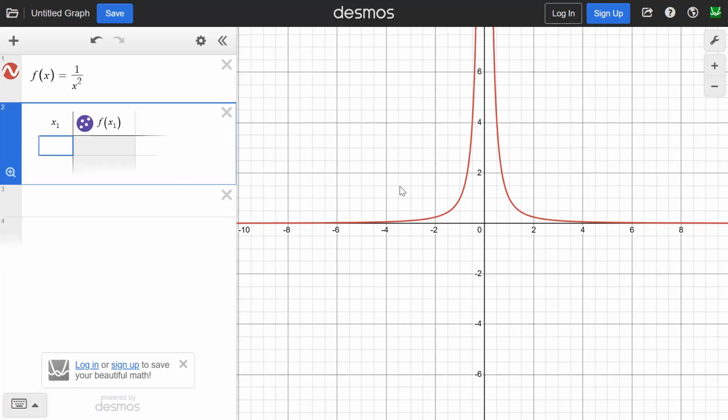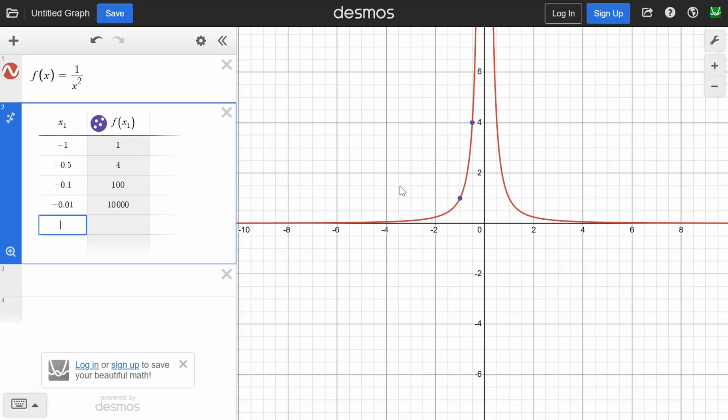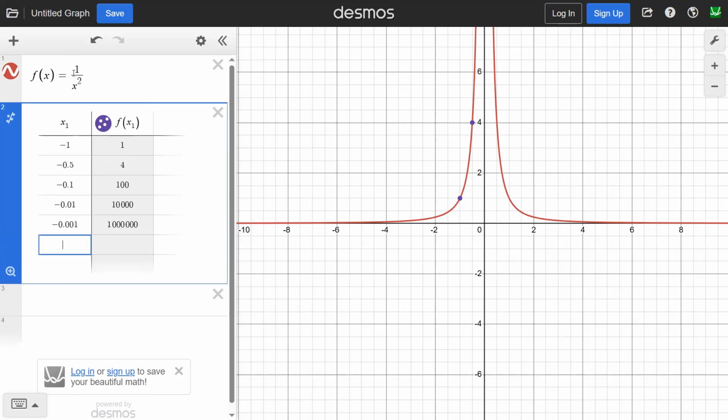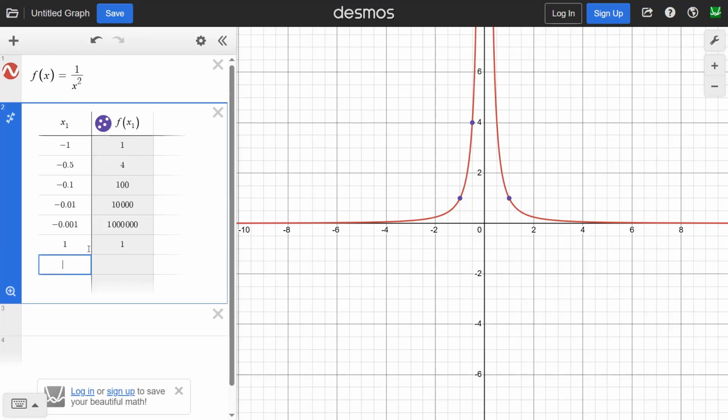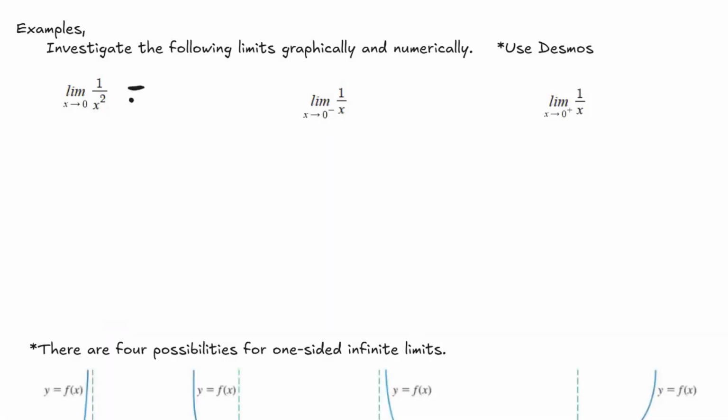So if we start on the negative side and approach 0 from the left, you can see that as I make the x values smaller and smaller, the y values get larger and larger. And this makes sense. 1 divided by a smaller and smaller negative number squared is going to result in a larger and larger positive number. Now, if I let x approach 0 from the right, same thing's happening here. As we approach 0 from the right, you will get a larger and larger answer. And we say that this limit is equal to infinity.